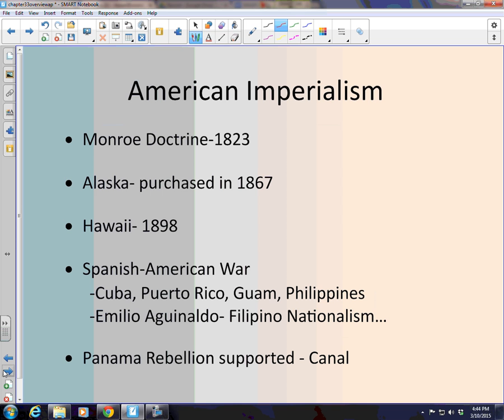And now we're going to look at American imperialism. The Monroe Doctrine established the idea that the Americans should maintain control or influence, let's say, in Latin America. Alaska was purchased in 1867. It was known as Seward's Folly, but soon afterwards it turned out they had oil, so nice job. And Hawaii became a state in 1898.